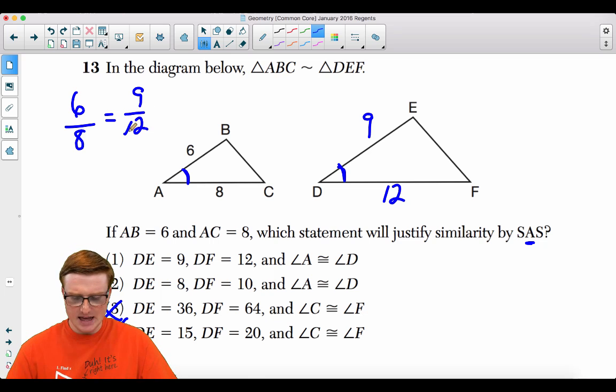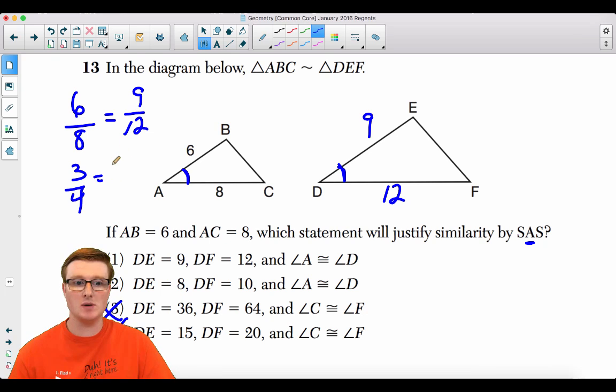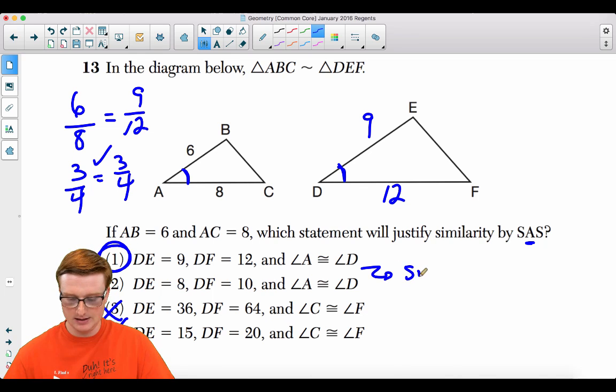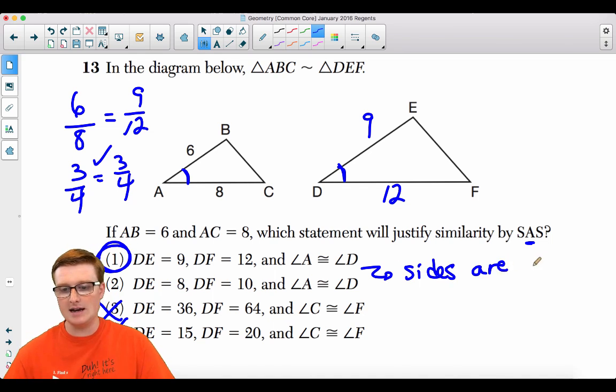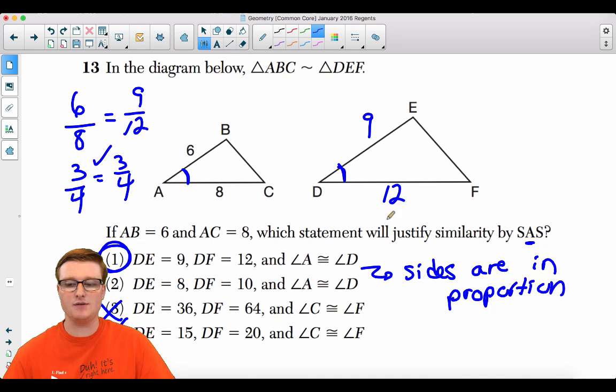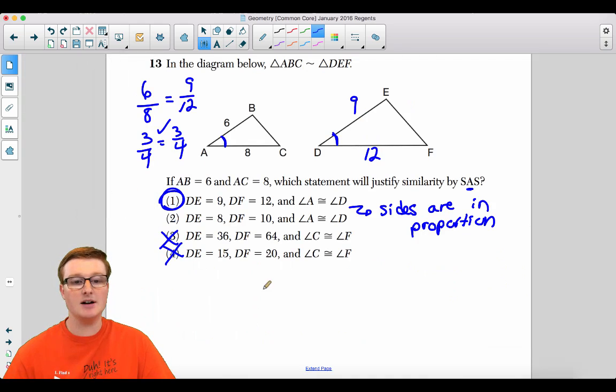Well, 6/8 is equal to 3/4. And 9/12 is also equal to 3/4. So that actually works. So therefore, choice 1 is the answer because these sides are in proportion. So that is, in fact, justified by side angle side similarity. And that is how you do question number 13.